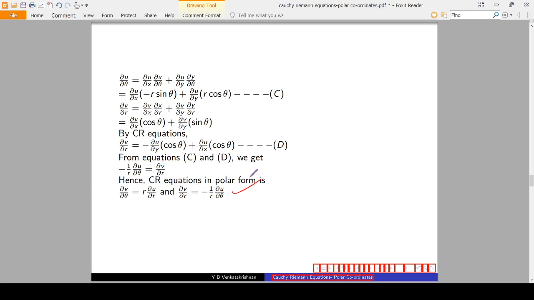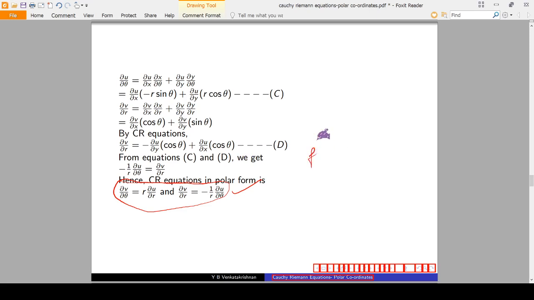∂v/∂θ is equal to r into ∂u/∂r, and ∂v/∂r is equal to minus 1 by r into ∂u/∂θ. And of course, as I told you, remember these CR equations in polar form, because this will be helpful to test the analyticity when you use the polar coordinate system.